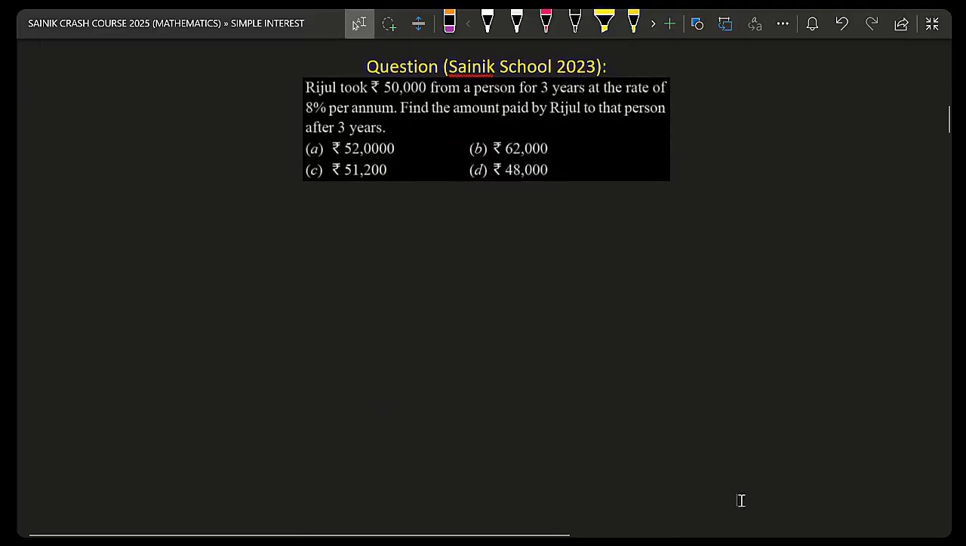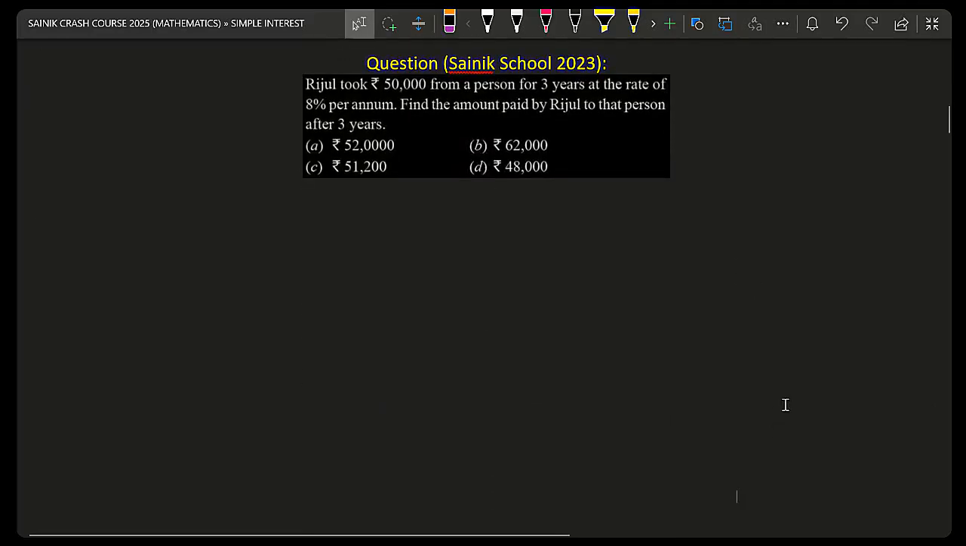Next question. This also came in the 2023 exam. That means you can see in the same year we got two simple interest questions. That means 2 into 3, 6 marks you can get from the same chapter, simple interest. Okay. Rizul took 50,000 rupees from a person for 3 years at the rate of 8% per annum. Find the amount paid by Rizul to that person after 3 years. Who will answer this? Raise a hand if you are interested to answer, all of you.